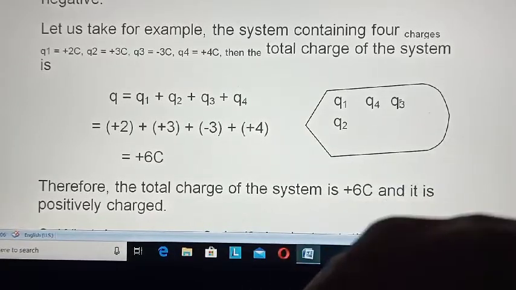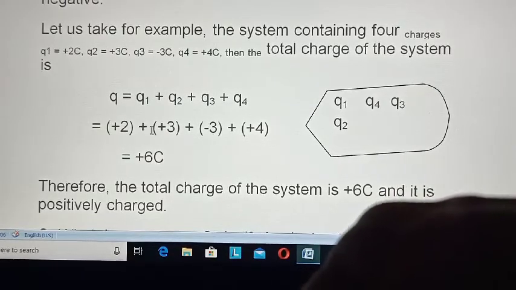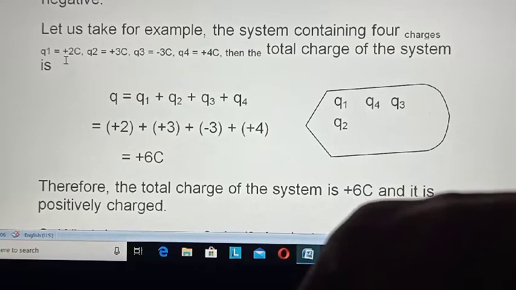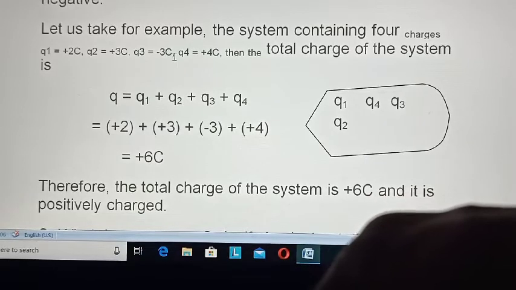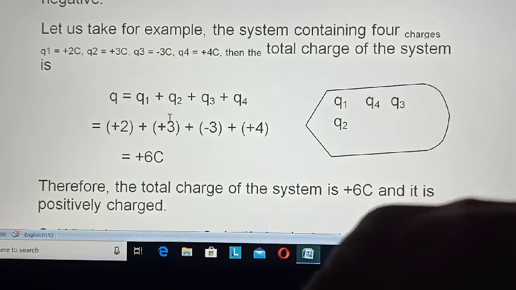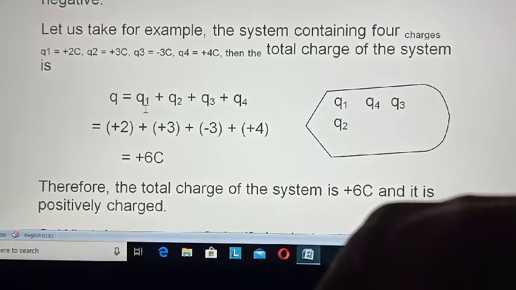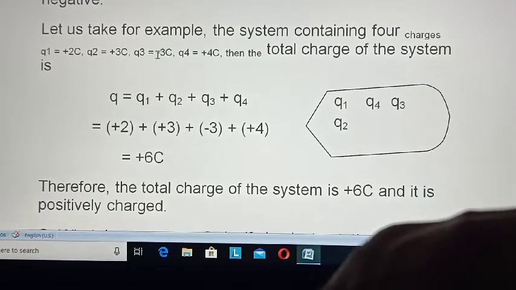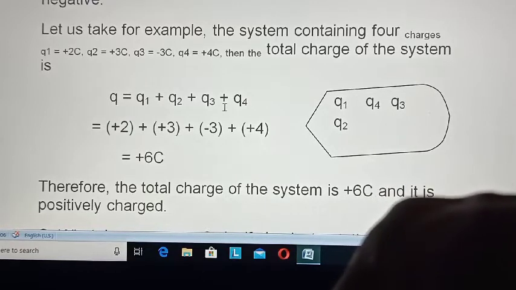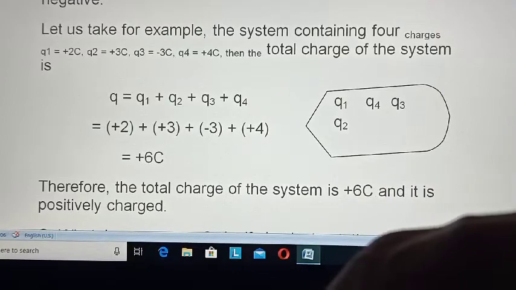Now if you consider a system containing 4 charges q1, q2, q3 and q4 like this, you can see here. And now if you want to calculate the total charge, it will be like this. Now you see here q1 is equal to 2 coulomb, q2 is equal to 3, q3 is equal to minus 3, q4 is equal to 4. So total charge of the system is 6 coulomb. This is algebraic addition. You can see q3 is equal to minus 3 because it is negative charge. So q4 is equal to plus 4, so total is 6 coulomb.